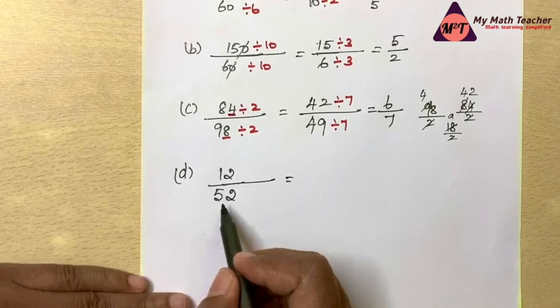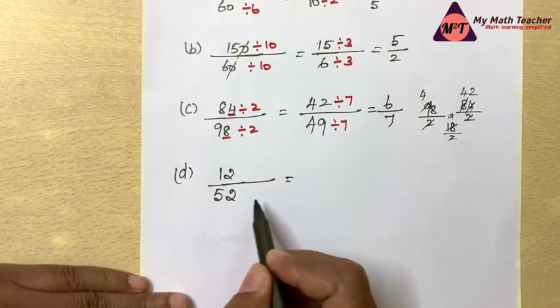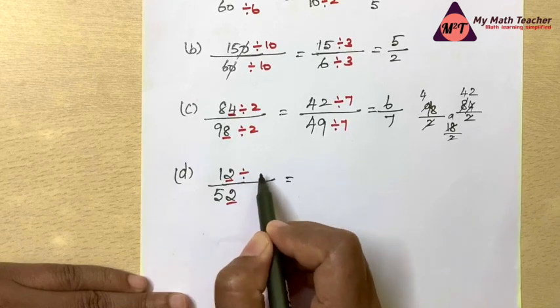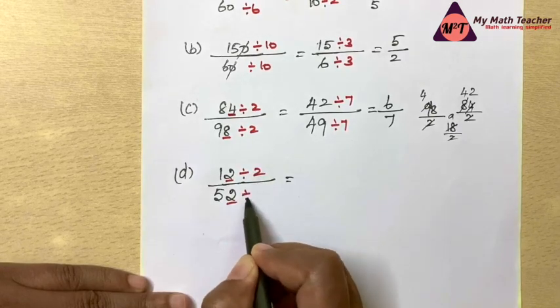The same way, let us do this. 12 divided by 52. So you can see 2 and 2 here. Go for the simplest number, that is 2. Divide by 2.